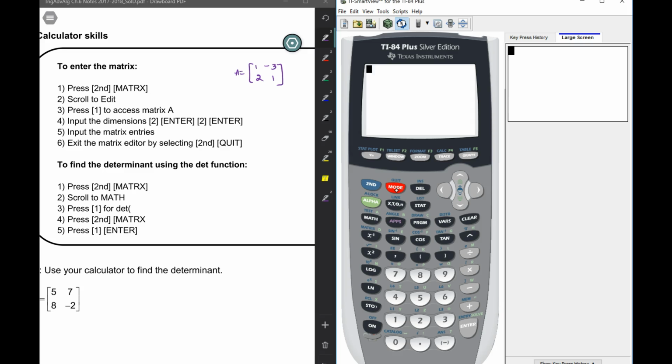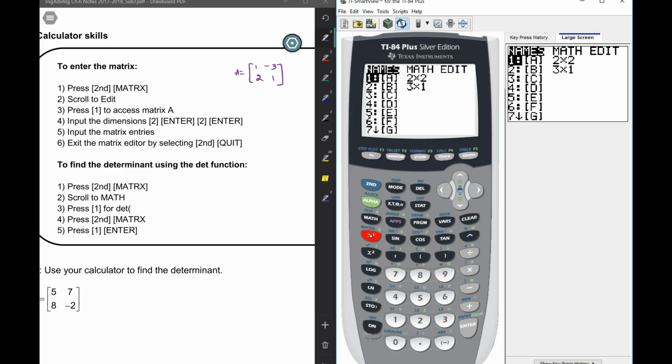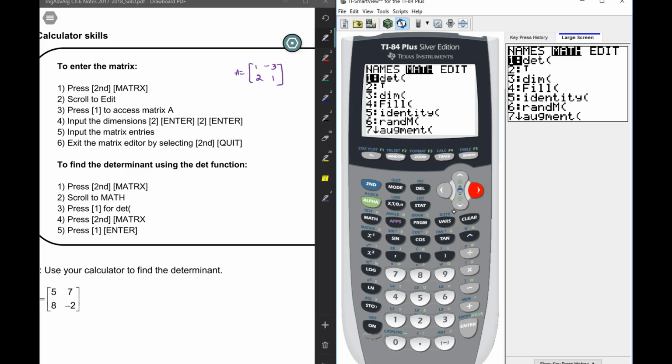Now, we're going to find the determinant. All right? So we're going to do second matrix again because you want to get that matrix. This time, go to math. In math, the first one is determinant. Hit that.